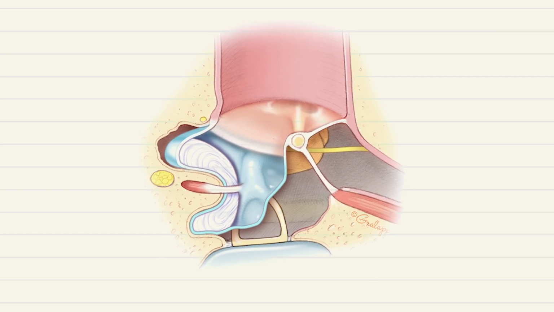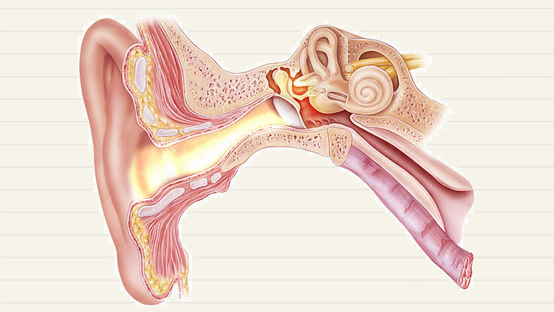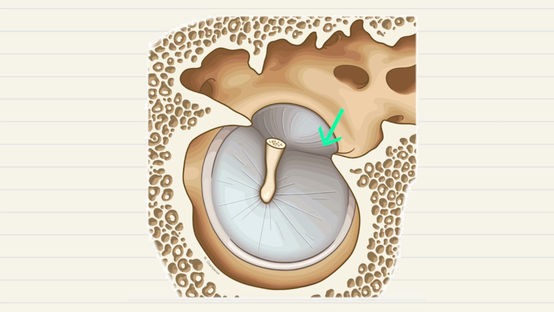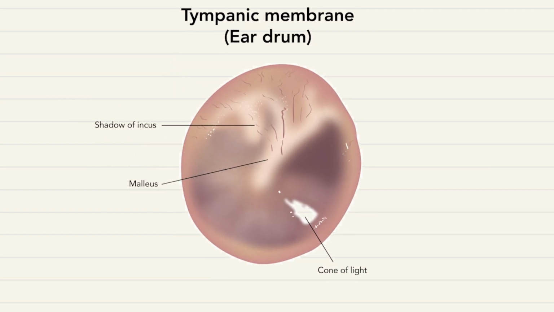Lateral wall of the middle ear separates the middle ear from the external ear, formed mainly by the tympanic membrane, partly by the ring of bone into which this membrane is inserted. This ring of bone is incomplete at its upper part, forming the notch of Rivinus. Tympanic membrane, semi-transparent, and forms a window into the middle ear.